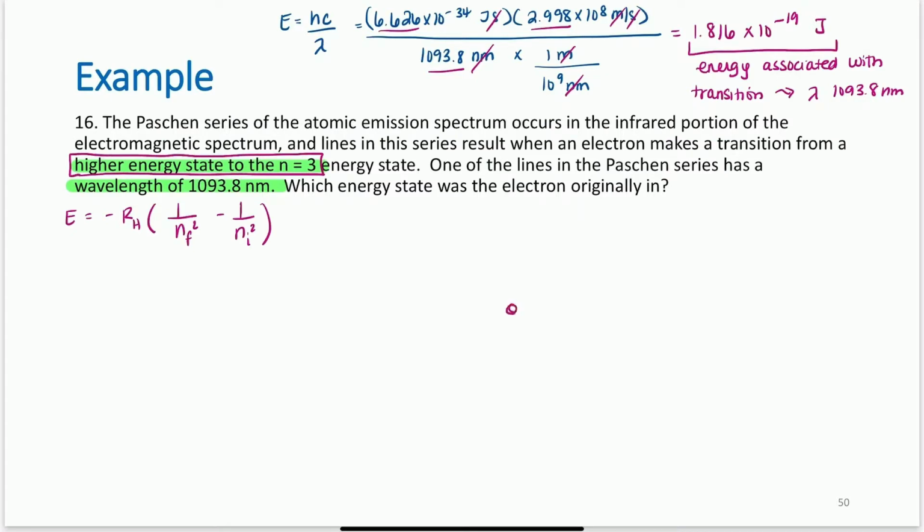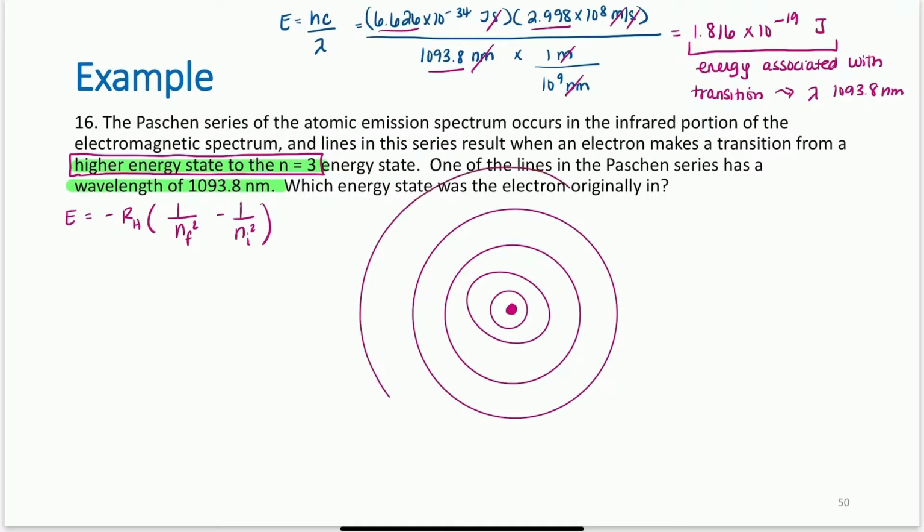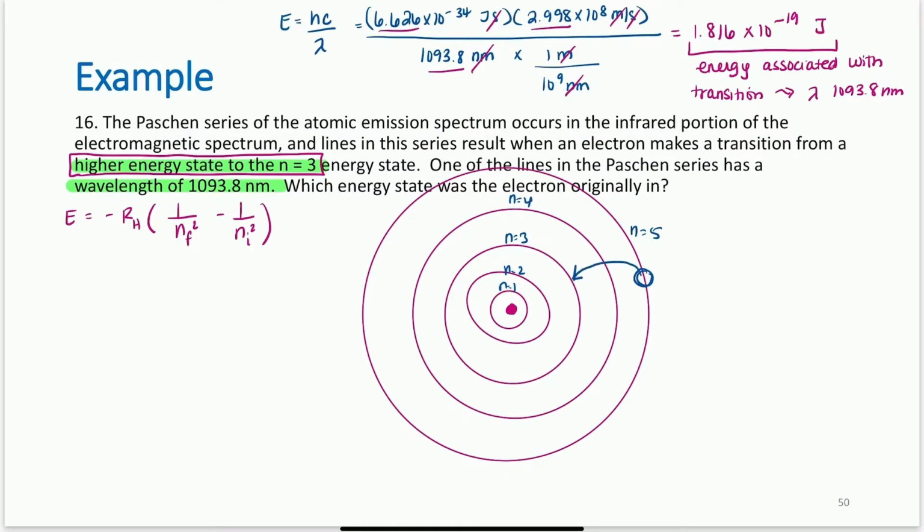This means that I've got your nucleus here, and the levels n=1, n=2, n=3, n=4, n=5, whatever it's coming from. Say it's n=5. I don't know, but we'll figure out the answer in a sec. I've got something going from here down to this level, which means it's losing a photon of light at the wavelength 1093.8 nanometers.